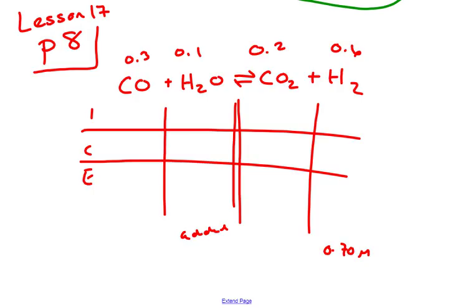Anybody know? K is the relationship of products over reactants at equilibrium. So what are all those numbers in red right now? They are at equilibrium, so I need to find my own K. So I plug them in.